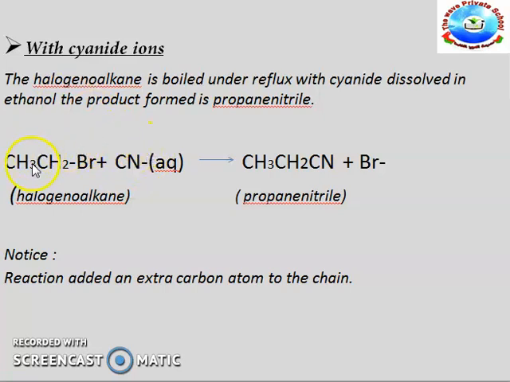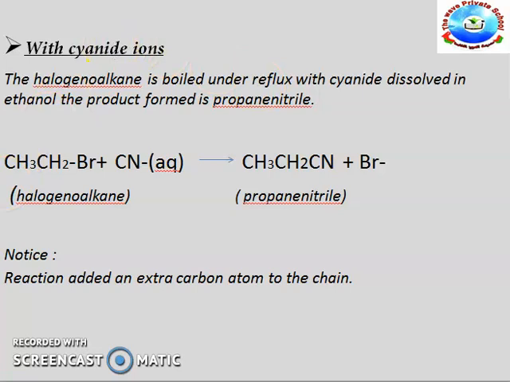So see the reaction, CH3CH2, this is the nucleophile, attached to the leaving group, and this is the reactant. When the reaction takes place, you can see the reactant gets attached to the nucleophile and there is loss of bromine. The product formed is propanenitrile. Got the point? The halogenoalkane is boiled under reflux with cyanide dissolved in ethanol, and the product formed is propanenitrile. Got these three reactions: hydrolysis, ammonia and cyanide.